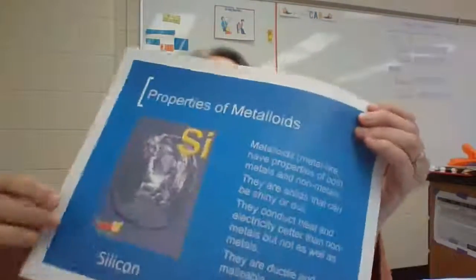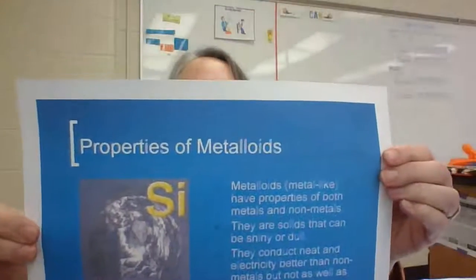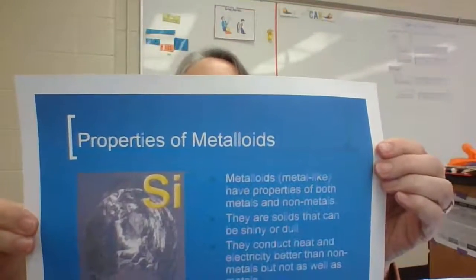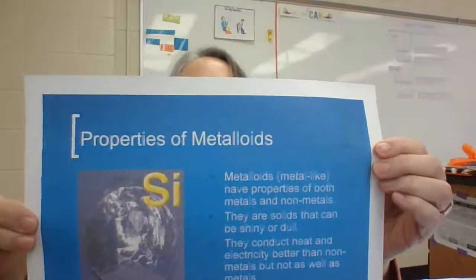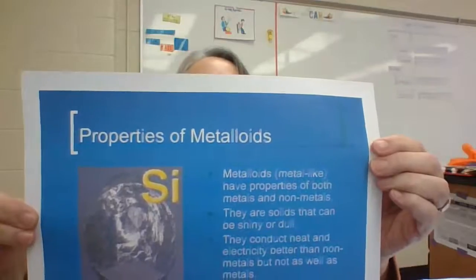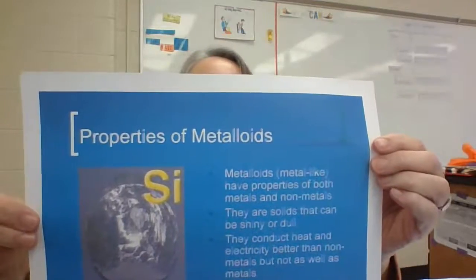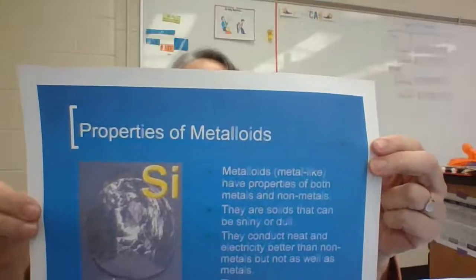Remember this staircase? That's the border between the metals and the nonmetals, except for hydrogen. And we're going to talk about that. Hydrogen is kind of special. But properties of metalloids. Metalloids, they are metal-like, but they're not really metal. Some of them have properties like metals. Some of them have properties like nonmetals.